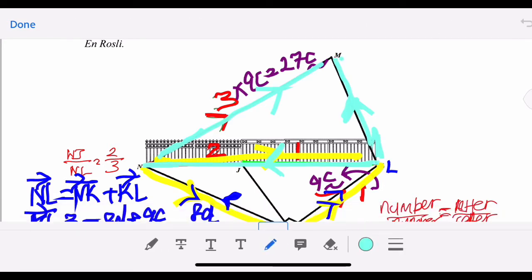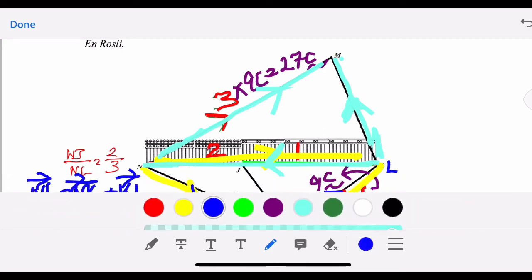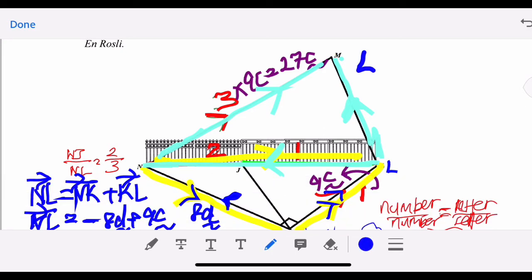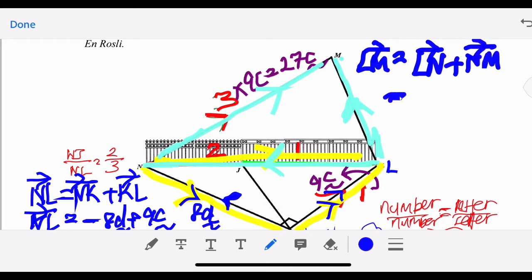So when you do vector, you don't do it in a hurry, okay? You take your time. Make sure you do it carefully. No rushing, okay? Don't do it last minute. So always give vector first priority, so that you don't do it last minute in a hurry, okay? So LM equals LN plus NM, okay?